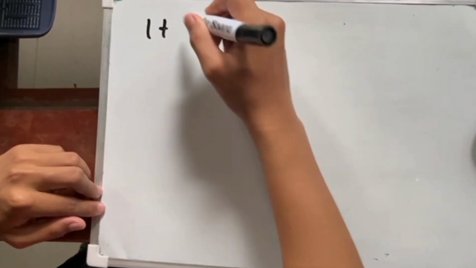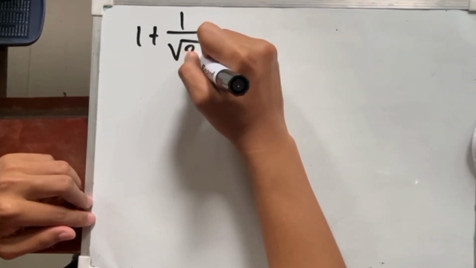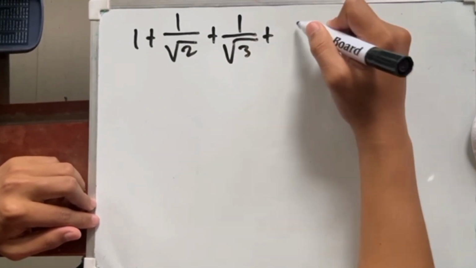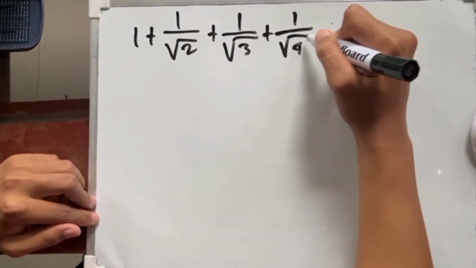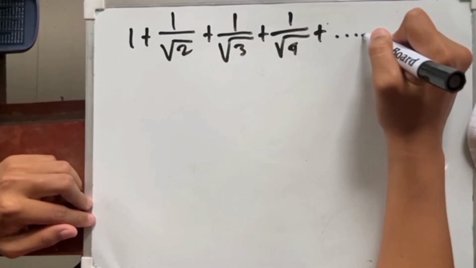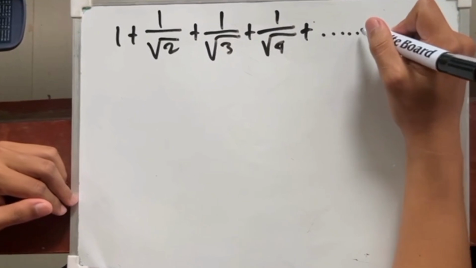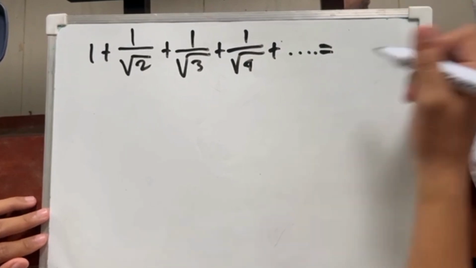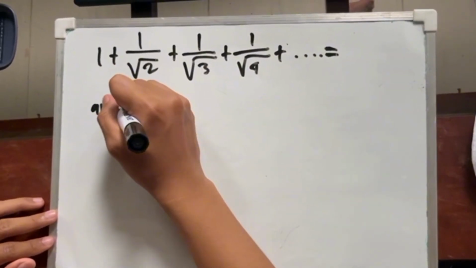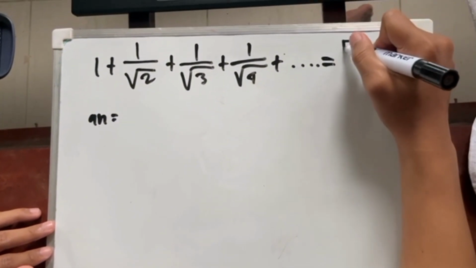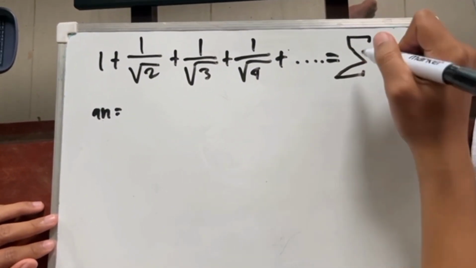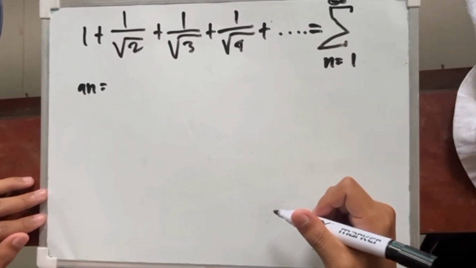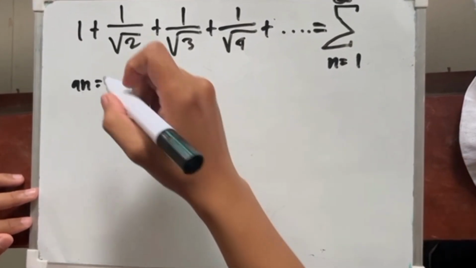The infinite series of 1 plus 1 over the square root of 2 plus 1 over the square root of 3 plus 1 over the square root of 4 and so forth. Is this series convergent or divergent? The first thing we need to do is write a general expression for each term in the sequence. Basically, we need to write an expression for a sub n. Notice that the value of the numerator doesn't change.